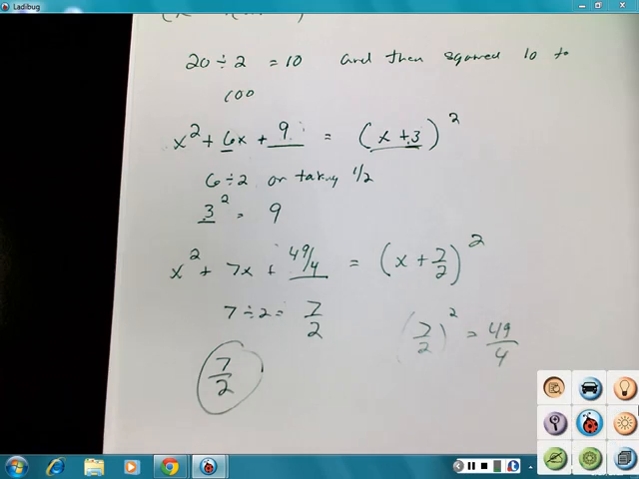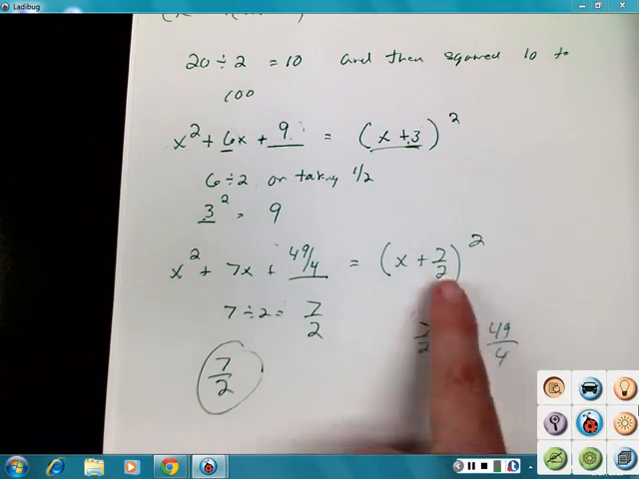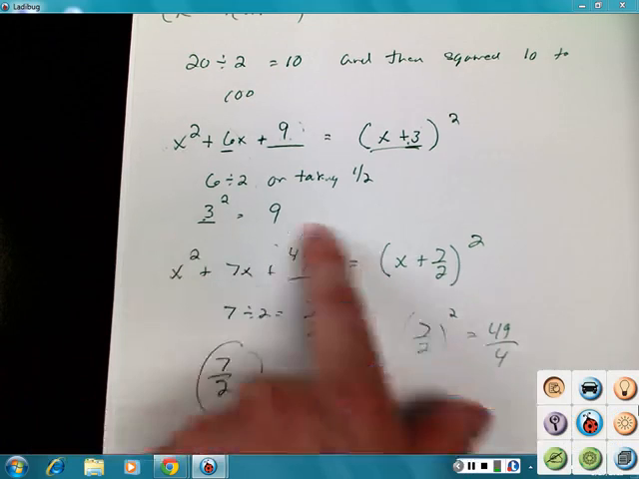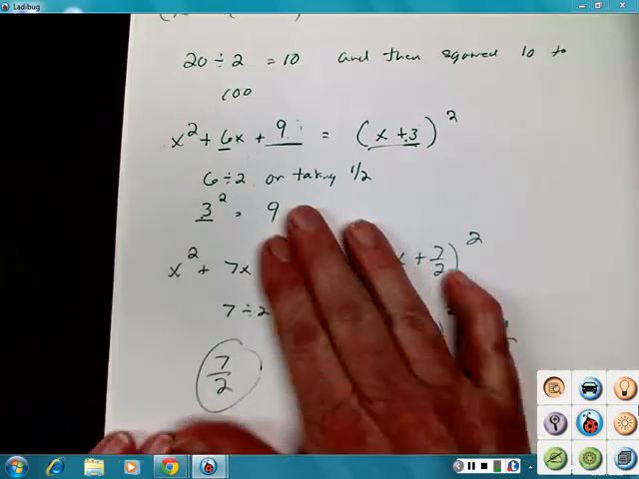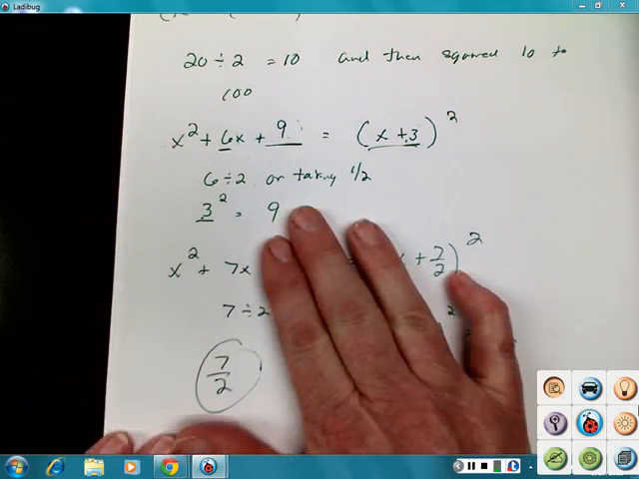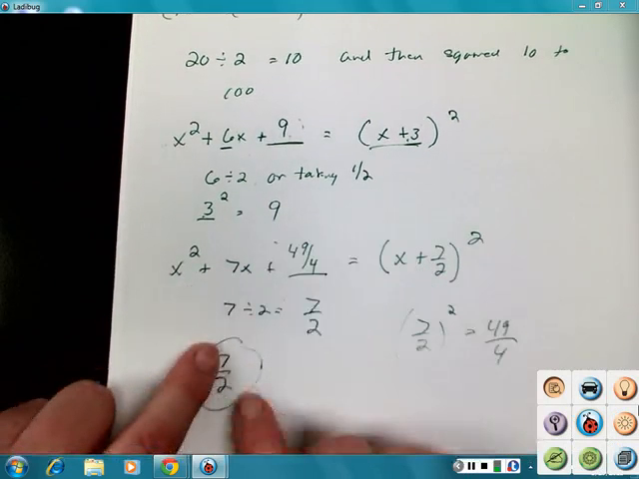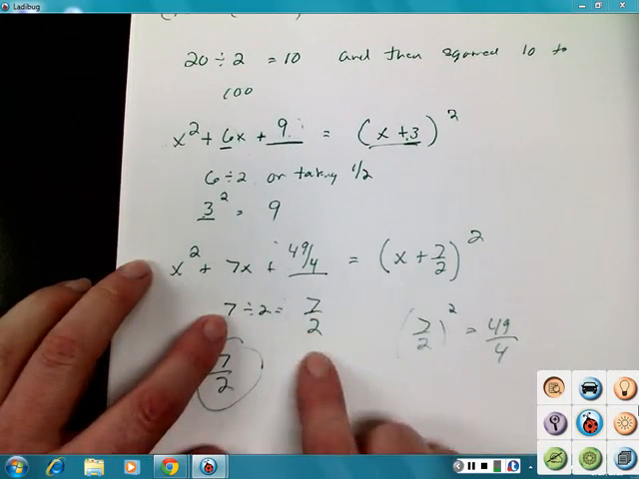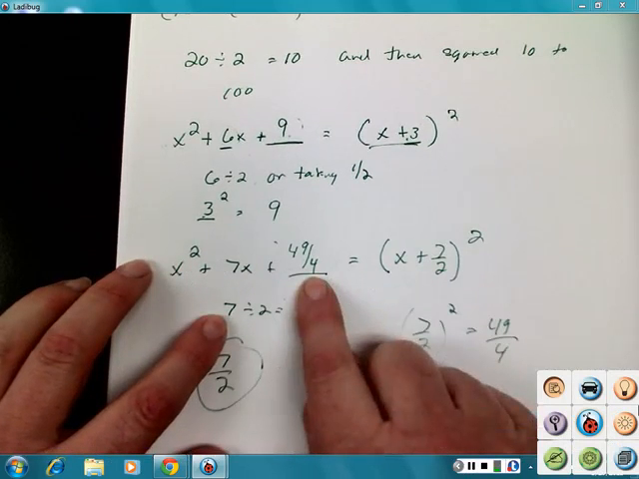Now, some of them are going to have 2 answers when we finally get them worked out. And we're just figuring out the pieces that would make this, because we started out with this. We looked at it and said, I got to do half of the middle, so half of 7, divided by 2, is 7/2. Squared it to complete the square and make it a perfect square.